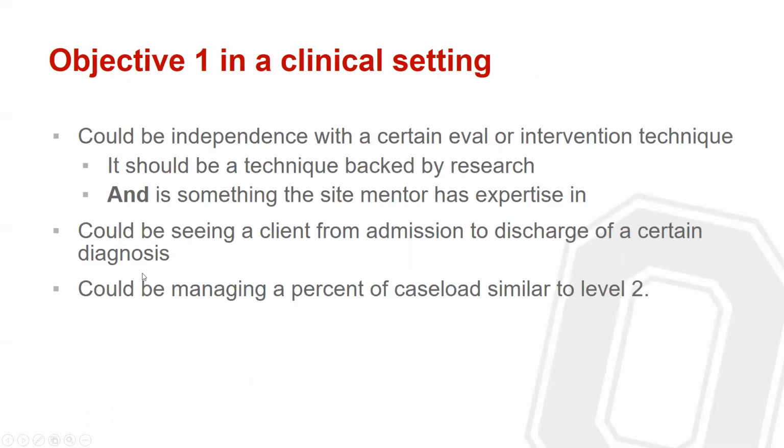So objective number 1 could be independence with a certain evaluation or intervention technique. Ideally, because the objective is about evidence, it should be a technique that's backed by research and is something that the site mentor has expertise in. Most of the students and experiences cover this, because we've already looked at what they're interested in, where they're going, and who their site mentor is. So a lot of those criteria should already be taken care of.